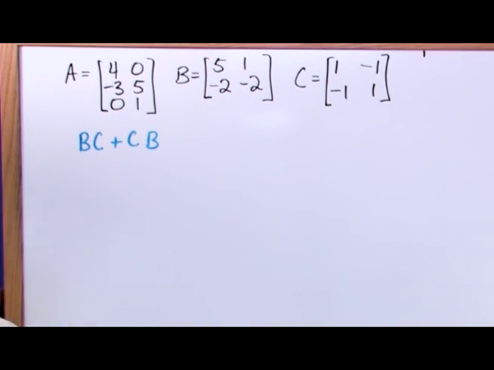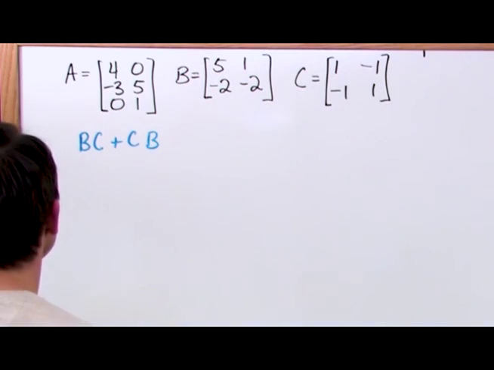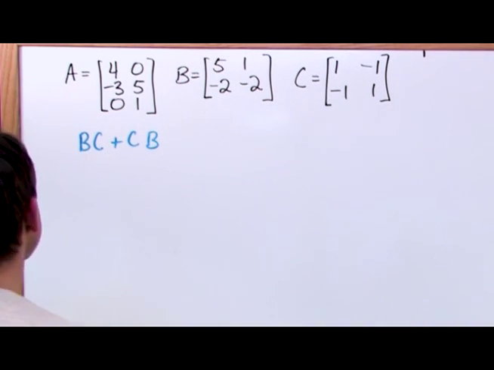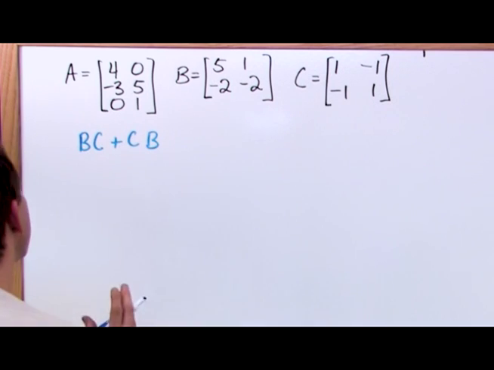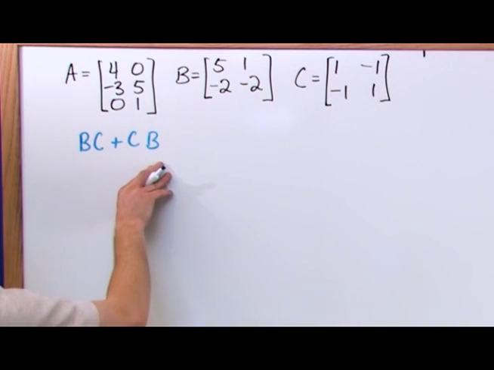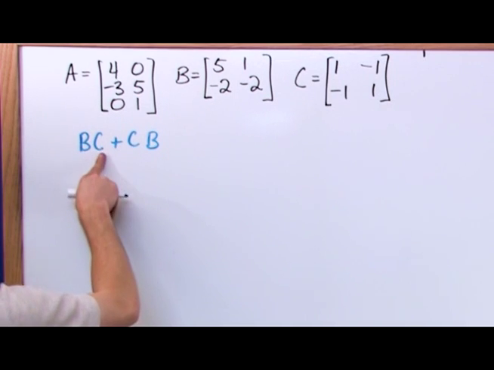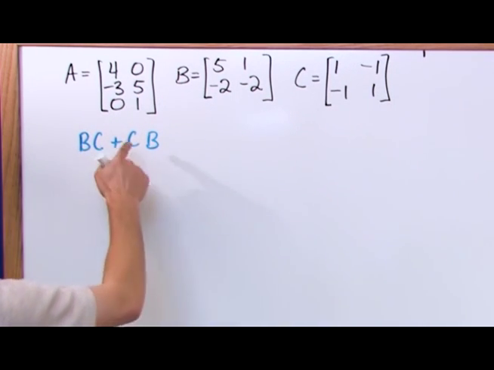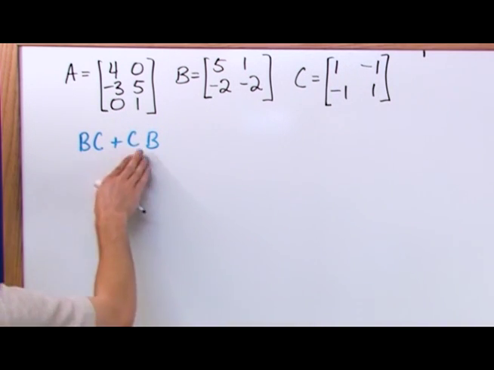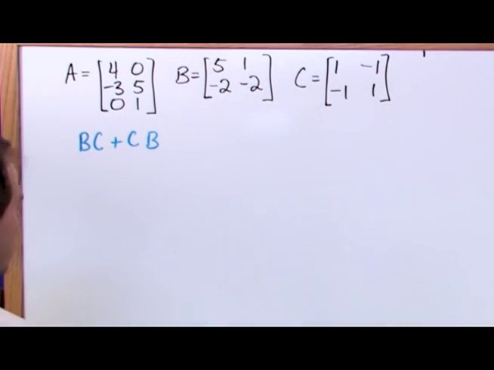Okay? B times C plus C times B. So for this particular problem, we're not actually going to use matrix A. We're going to use matrix A in the next part of the problem. So for now, what I want to show you is you can write little relations like this just like you can for equations. Matrix B times matrix C is going to return a matrix. Matrix C times matrix B is going to return a different matrix. And you can add these together and you'll get another matrix out of it.